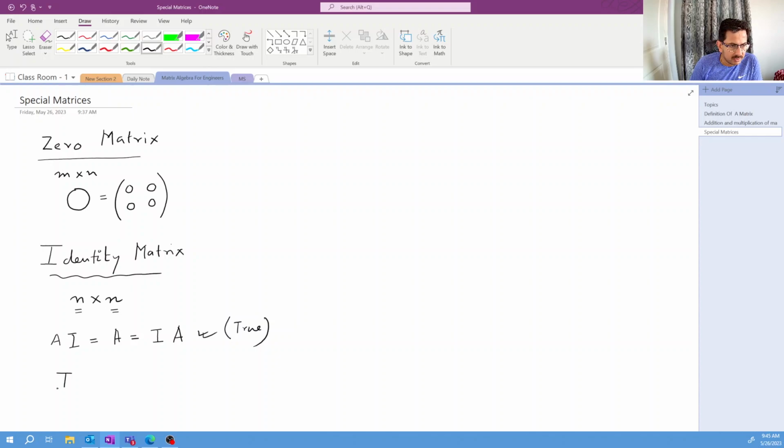What does an identity matrix look like? If I consider a 2 by 2 matrix, all the diagonal elements will be 1. That is an identity matrix. Clear?